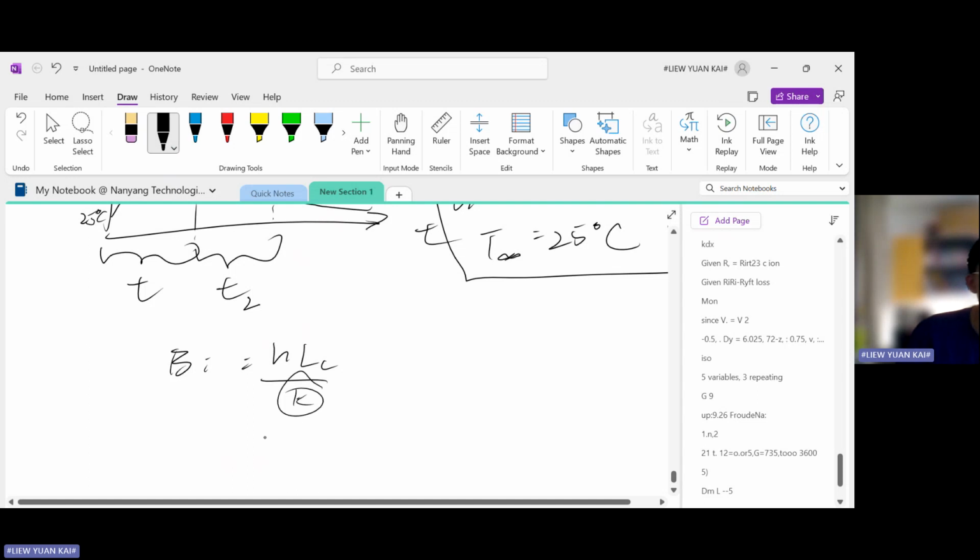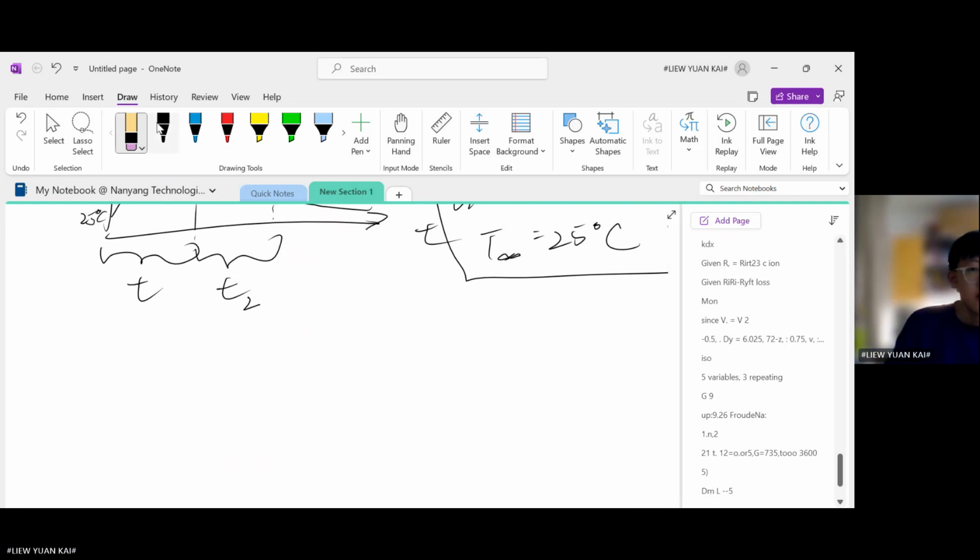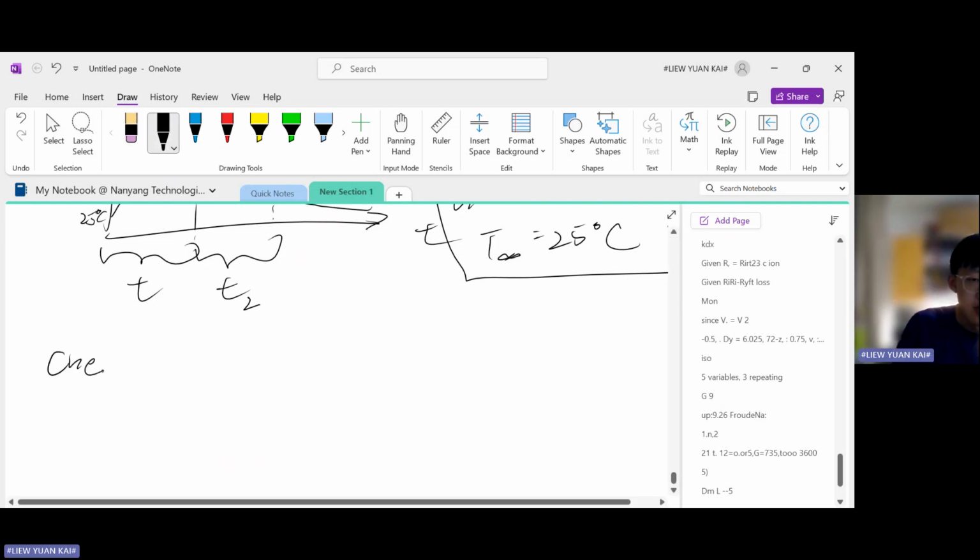Okay, so Lc did not change. k did not change because the material did not change. But the thing is h has changed, right? The question has explicitly told us that h has changed into 25. So we must recalculate the new Biot number. You must use the Biot number to check whether the lumped capacitance is applicable.